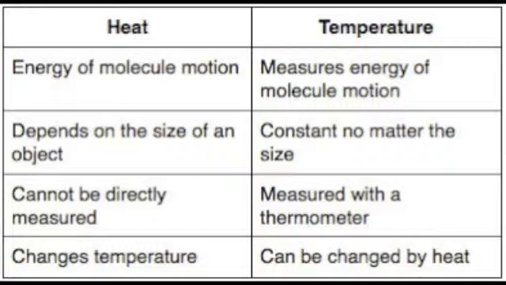Heat cannot be measured directly. Temperature, on the other hand, can be measured using a thermometer. Heat can also change temperature. When the molecule movement in an object slows down, temperature drops. But when the molecules speed up, the temperature rises.